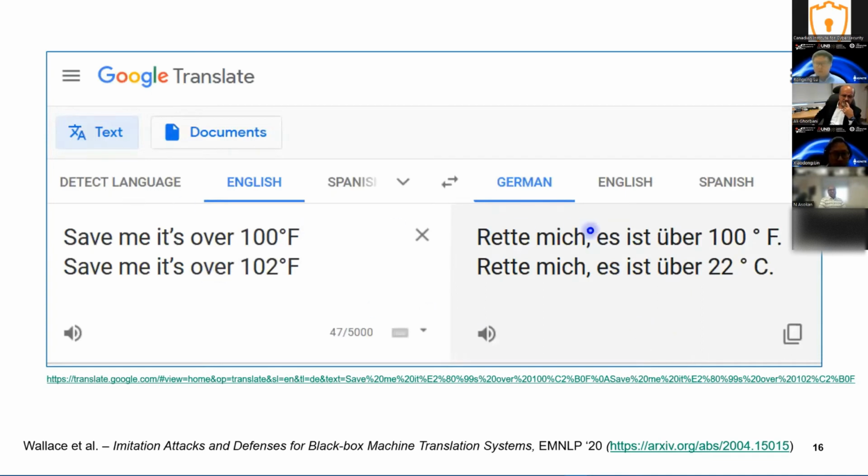This sentence is translated in German like this, but then if you change the temperature figure to 102 degrees Fahrenheit, for some reason it translates it to 23 degrees centigrade. This no longer works. It did work for more than a year after the paper was published, but if you go to this link, you will see that it does it correctly now.